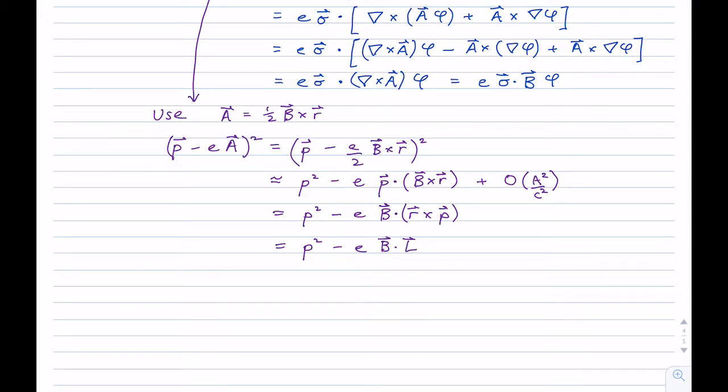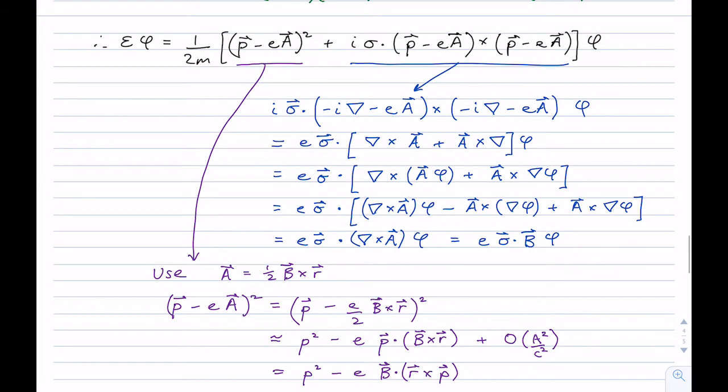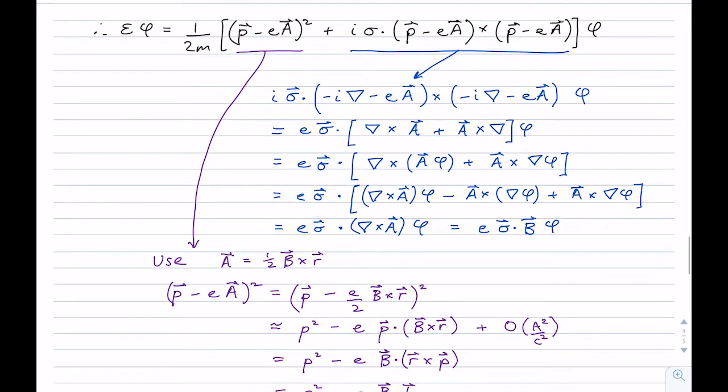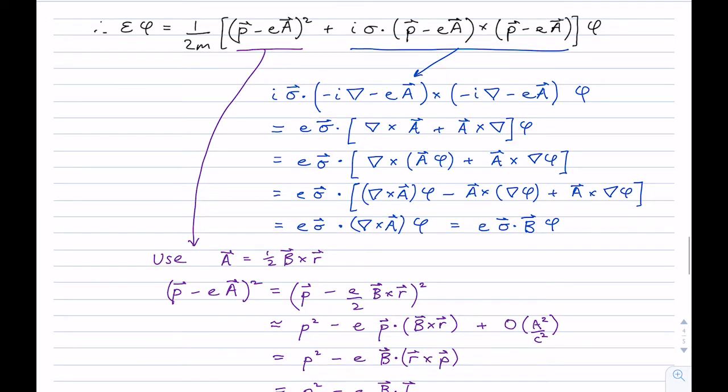Right, so putting all of that together, therefore, we will have E phi is equal to P squared over 2M minus E over 2M B dot L plus, if we go back to this one, this is sigma dot B and E, and I've lost a factor of a minus sign somewhere here, and I'm not 100% sure right now where that is. Oh, it's just, I should have taken minus E outside here.